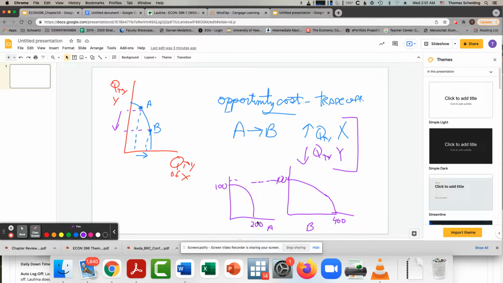For the most part, it's a 1-to-2 ratio. Here, it's a 1-to-4 ratio, meaning they give up 400 of the good on the x axis to get 100 of the good on the y axis. Whereas in country A, they give up 200 of the good on the x axis to gain 100 of the good on the y axis. That different trade off means that the countries should specialize where they're really good at something.